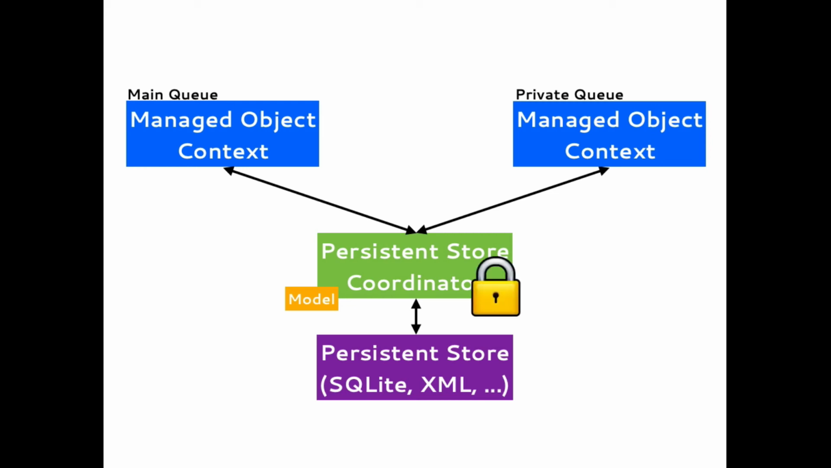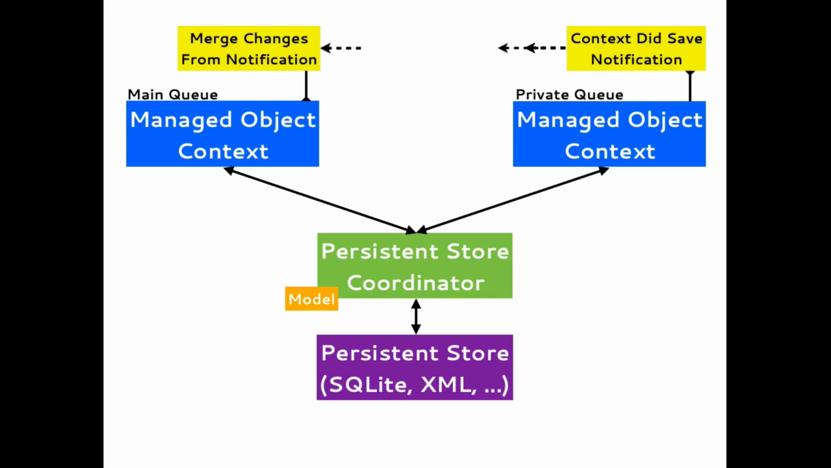But still, the persistent store coordinator serializes all operations. So if you're writing with this private queue, you're not going to be able to read from disk on this main queue. The persistent store coordinator is going to lock you. And so one way you can improve the performance here is you can use context-did-save notifications and merge any changes that the private queue has right into the main queue.